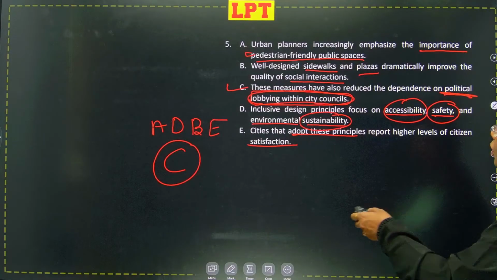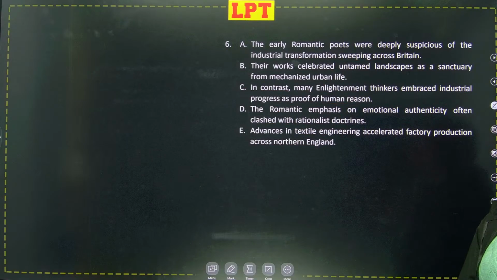All right, let's go to the next question, question number 6. Sixth question on your screen. Try figuring it out.